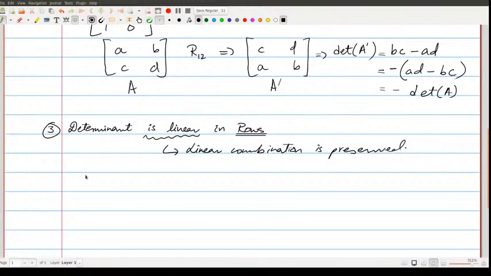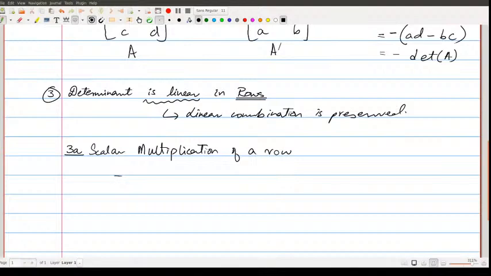For example, let's break it down into 2 parts. So property 3a, first we'll do some scalar multiplication, right? Linear combination involves 2 things, scalar multiplication and addition, right? So for example, if we do the scalar multiplication of a row, then what does it say?